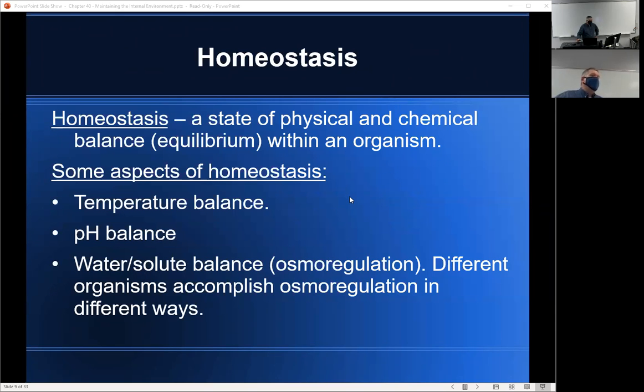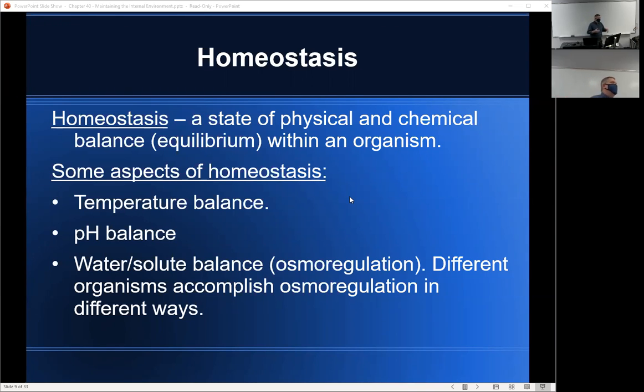Okay, so that brings us to homeostasis. Homeostasis is a state of physical and chemical balance or equilibrium within an organism. In other words, homeostasis is keeping constant conditions within an organism. Some examples: temperature balance. Our body temperature should be around 32 degrees Celsius or so. We need to maintain that constant temperature.